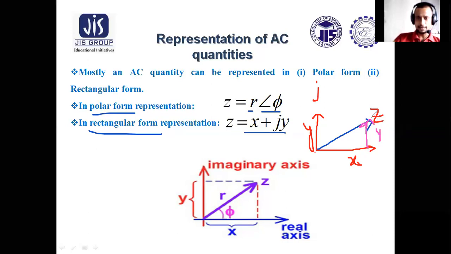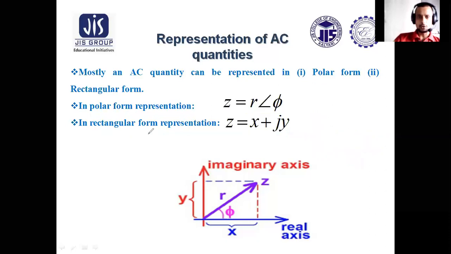So x plus jy will be z as per vector addition. Any AC quantity can be represented in polar form, that is r angle theta, magnitude and angle theta, and in rectangular form, x plus jy, that is real part plus imaginary part. Okay, so this is the actual phasor, which has a magnitude of r and a phase angle.